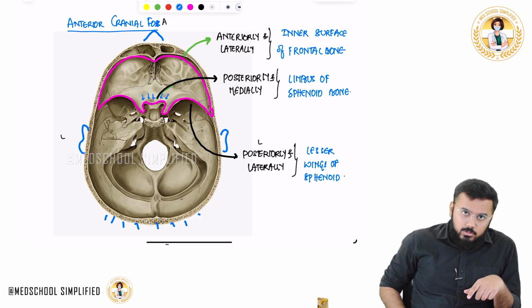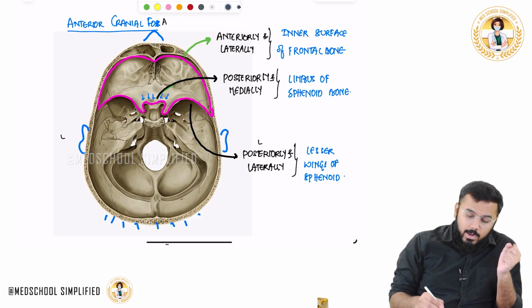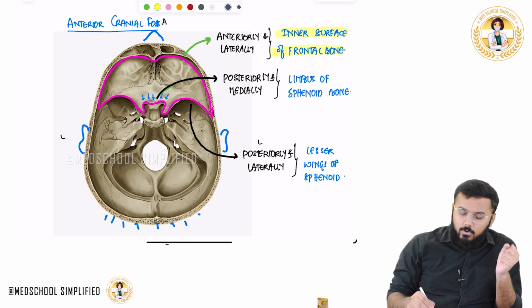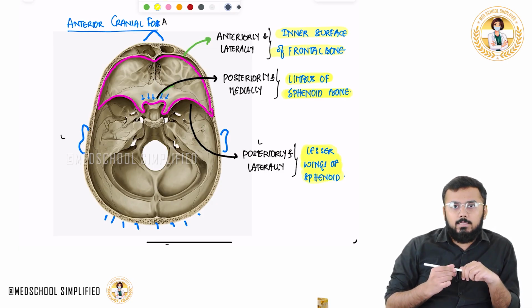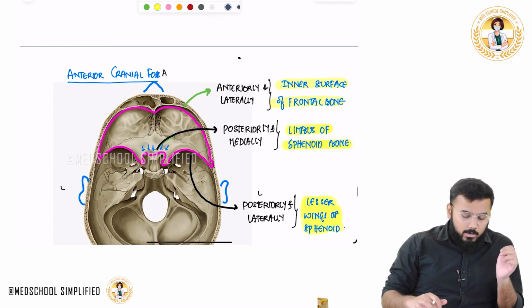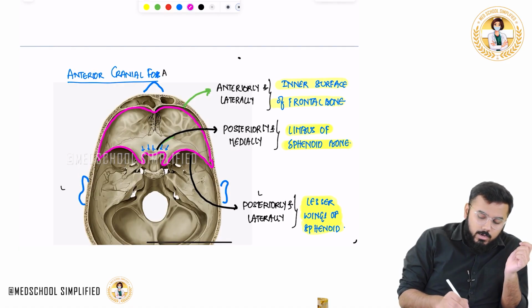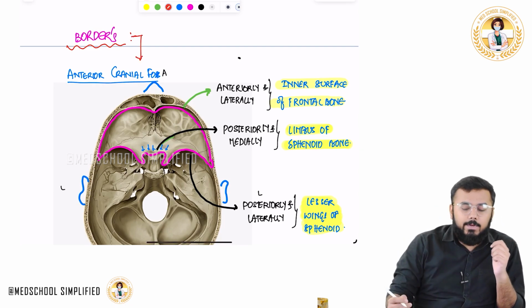So this is what I was telling you here, that anterolaterally I have got the inner surface of the frontal bone, right? Next, posteromedially I have got the limbus of the sphenoid bone. Posterolaterally I have got the lesser wings of sphenoid. So this is what you need to know. Okay. Now, so far whatever we have discussed are the borders, borders of your anterior cranial fossa.